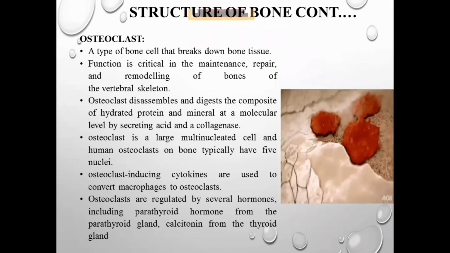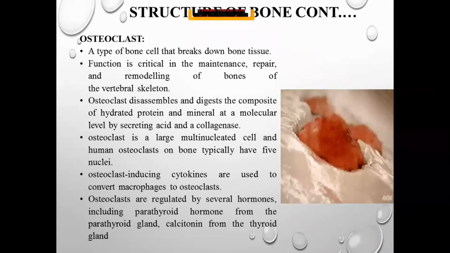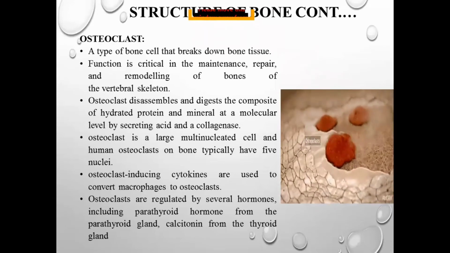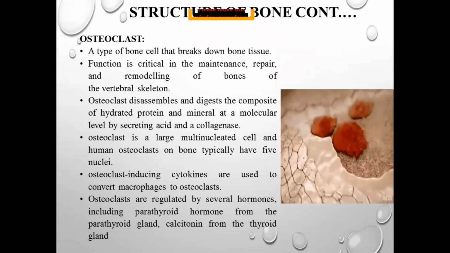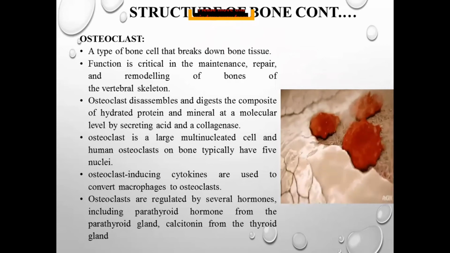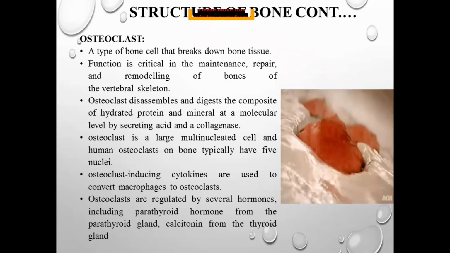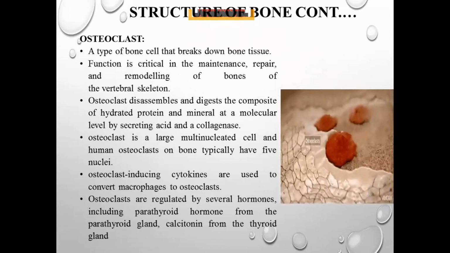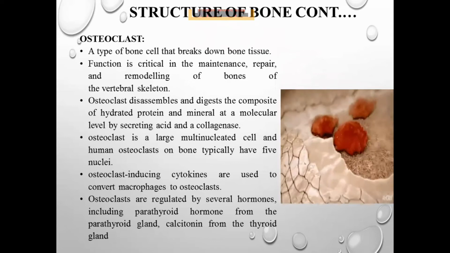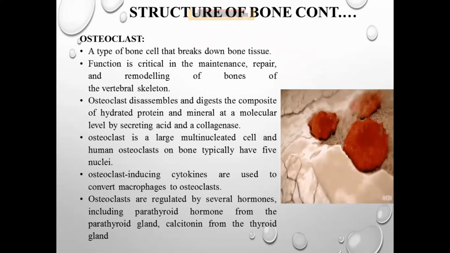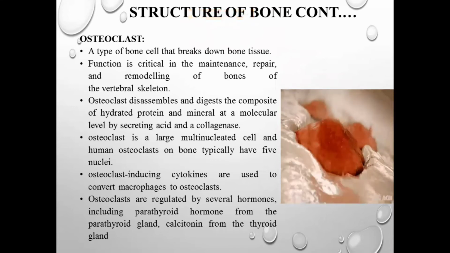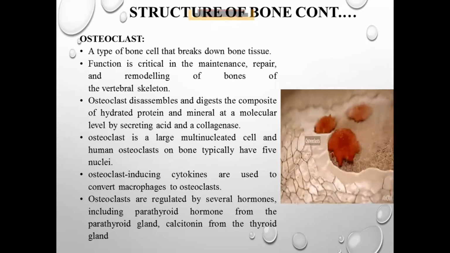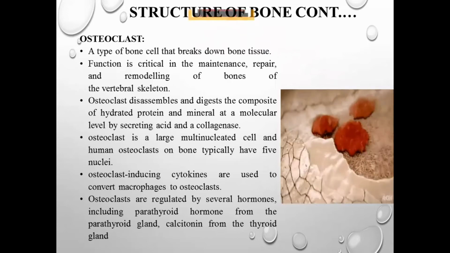Osteoclasts are regulated by several hormones, including the parathyroid hormone from the parathyroid gland and the calcitonin from the thyroid gland. So the parathyroid gland as well as the thyroid gland, which secretes calcitonin, maintain the calcium level in the blood, which helps in controlling or regulating the osteoclasts.